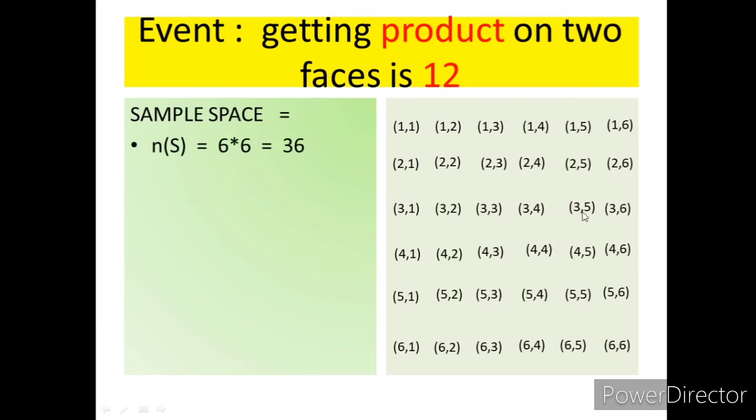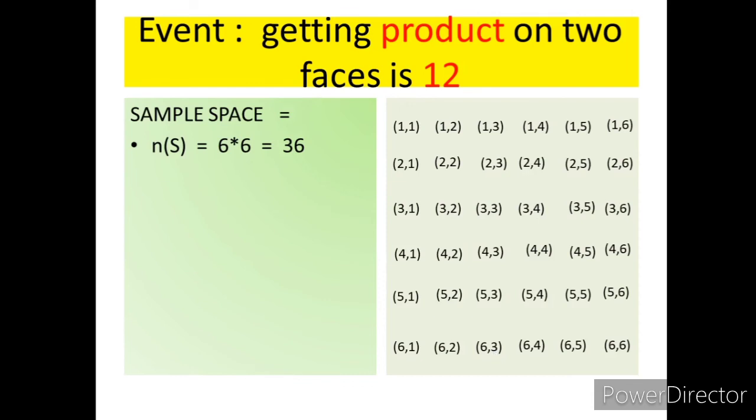Now the condition is product on two faces is 12. For example, you will take 3 comma 5. Here 3 into 5 is 15, not suitable. Why? Because the product should be 12. If you take 5 comma 4, 5 4s are 20, therefore this 5 comma 4 is also not suitable. If you take 4 comma 3, 4 3s are 12. Yes, the product is 12, therefore this 4 comma 3 is our favorable outcome. If you take 2 comma 6, 2 into 6, product is 12, therefore this 2 comma 6 is also a favorable outcome. Or if you take 3 comma 4, 3 4s are 12, it is a favorable outcome. If you take 6 comma 3, product is how much? 18. Is it our favorable outcome? Definitely not.